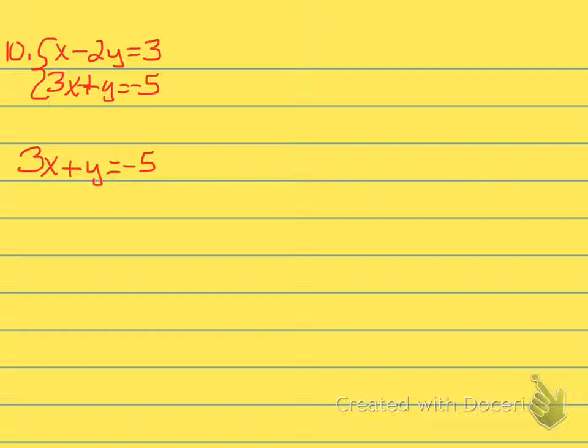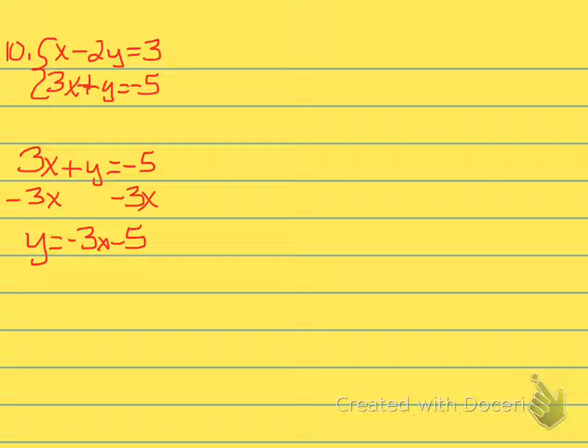Solving for y. First thing I'm going to do is move my 3x over. Okay? And that ends up giving me y is equal to negative 3x minus 5. Okay? Alright, now, once I've figured out what y is, I can substitute that equation in for y in my first equation.